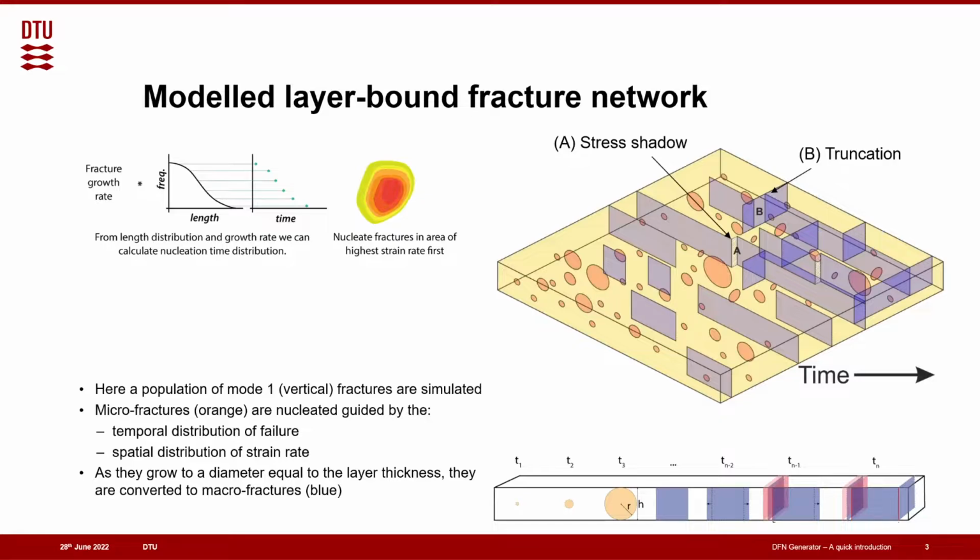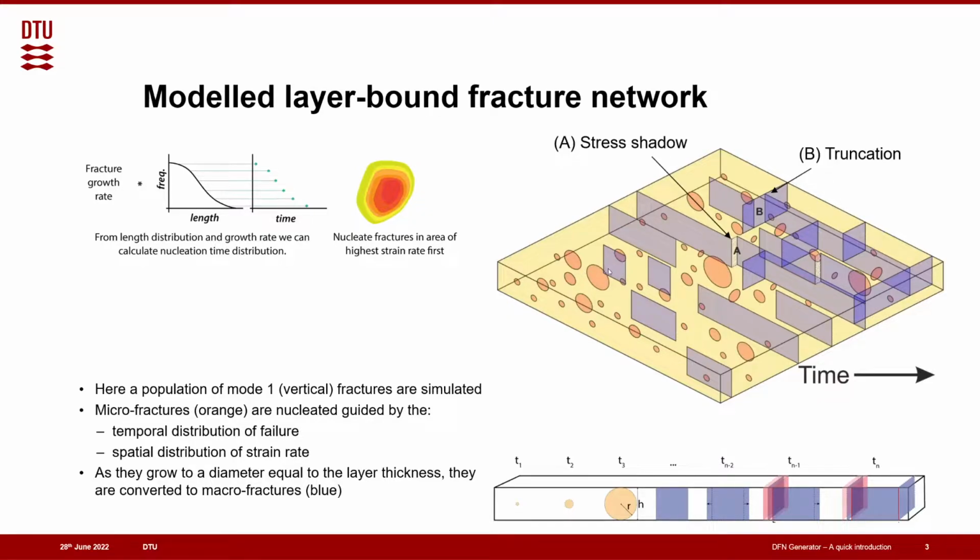And this is illustrated on the right hand side of this slide, where we have little orange circles representing microfractures. That is fractures that have a diameter that is less than the height of the layer within which they exist, and they're growing. And then as we move to the right hand side of this image, this is time progressing, and we can see these orange microfractures are growing and growing.